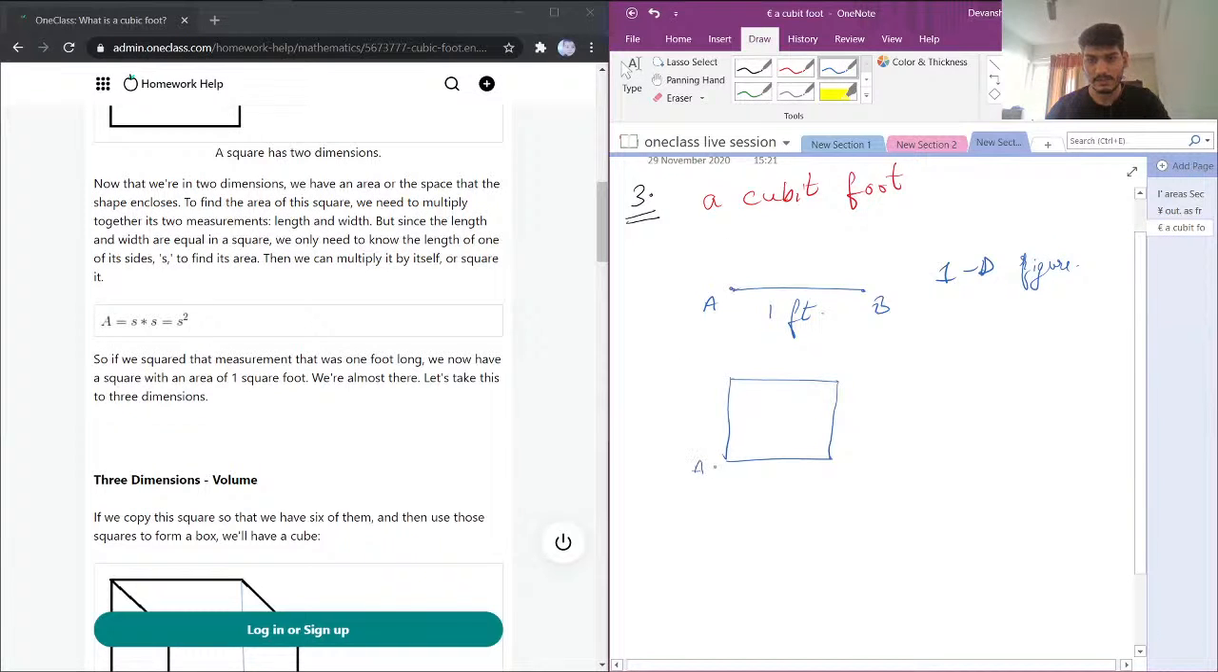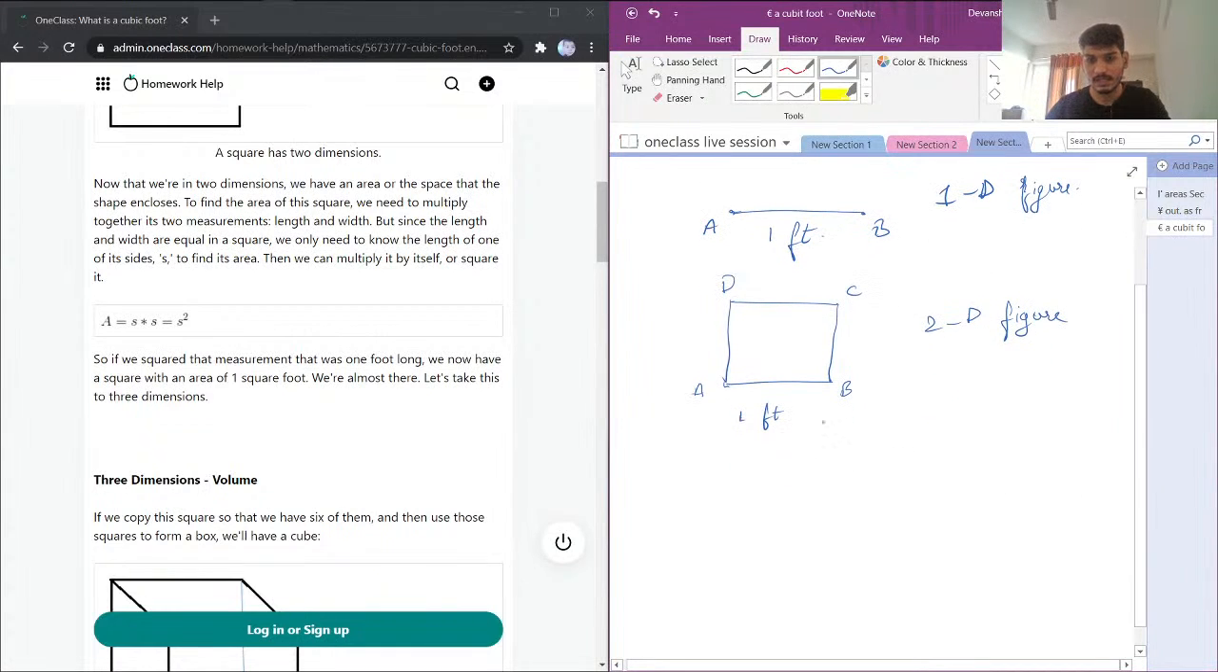So again we had this AB line, then we have CD, and this is a 2D figure, and again this is a square, so all the sides will have the same length, which is 1 foot. We can find the area of this square.